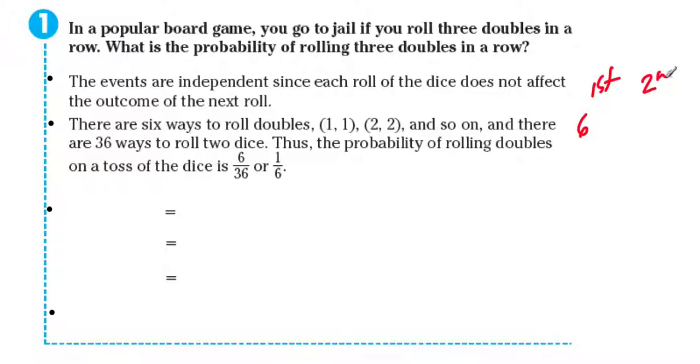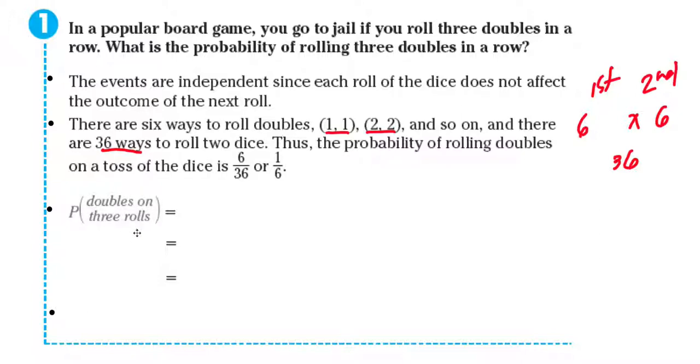The second die will have another 6 outcomes. Multiply that and you end up with 36. That's how you get 36 ways. Thus the probability of rolling doubles on the toss of a die is 6 out of 36 because of these 6 outcomes: 1 1, 2 2, 3 3, 4 4, 5 5, and 6 6. 6 out of 36, or 1 out of 6. That's one way of analyzing it.